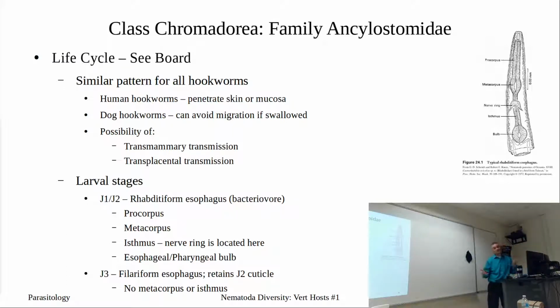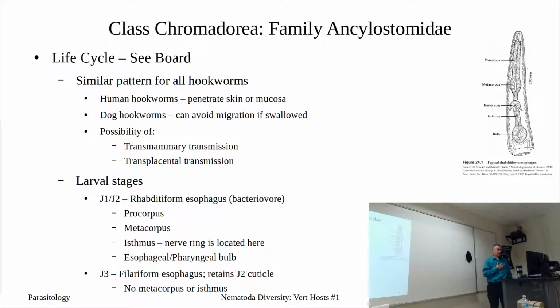All right, so human hookworms go through the skin, through the oral mucosa. Dog hookworms, however, have an alternative route that they can take. They can penetrate through the skin, they can penetrate through the oral mucosa, but some of our dog hookworms can also be swallowed. So if the J3 actually gets swallowed, oftentimes those J3s skip the migration and they just start developing to the J4 in the adults.